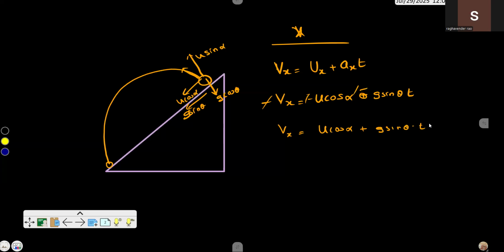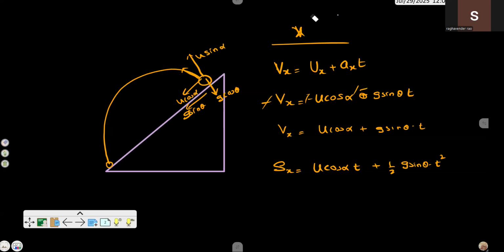Why have we got the same thing? This time, the u cos alpha and g sine theta are in the same direction, so we are going to add up these two. Okay. Next will be displacement in x-axis. That would be u cos alpha into t plus half into g sine theta into t square. That's all. Then v square minus u square is equal to 2gh, same thing.